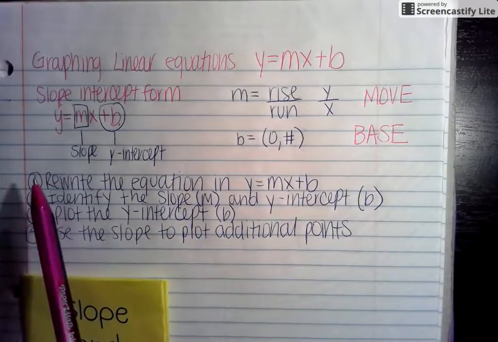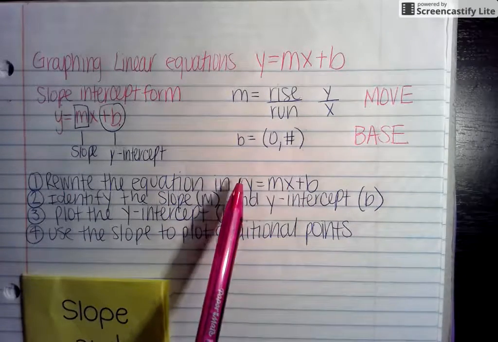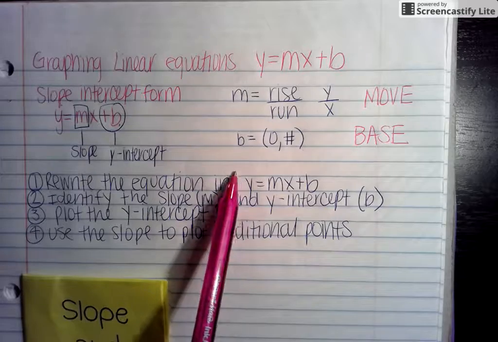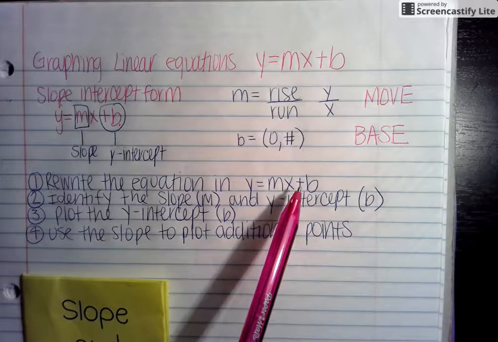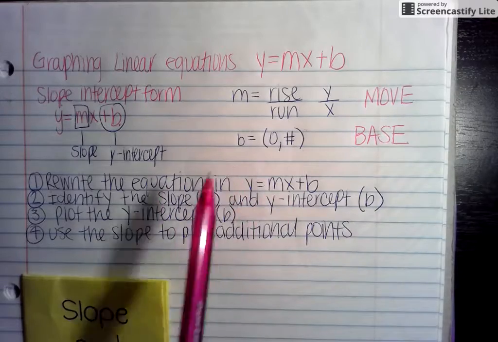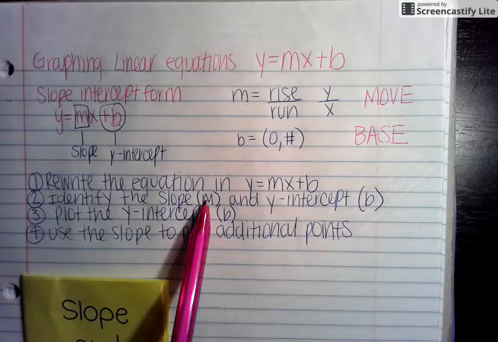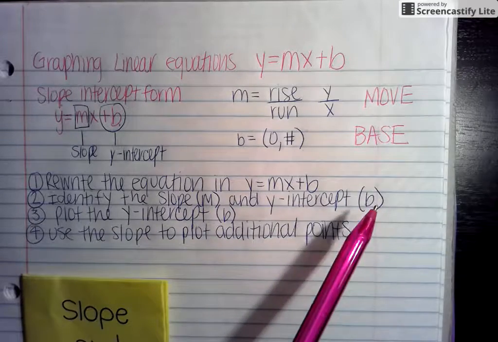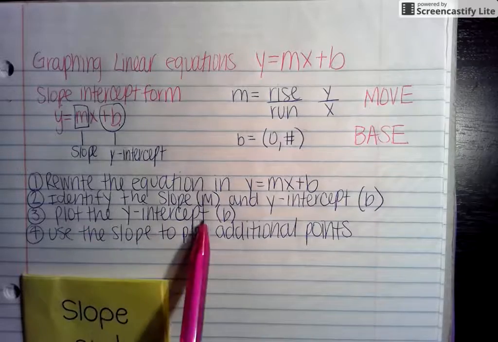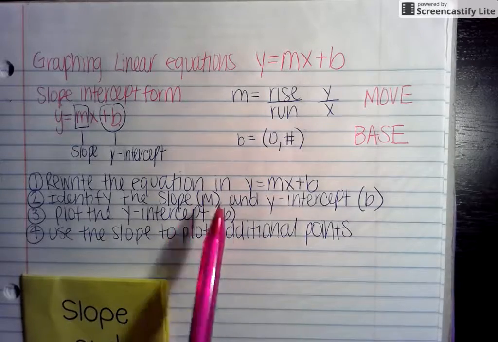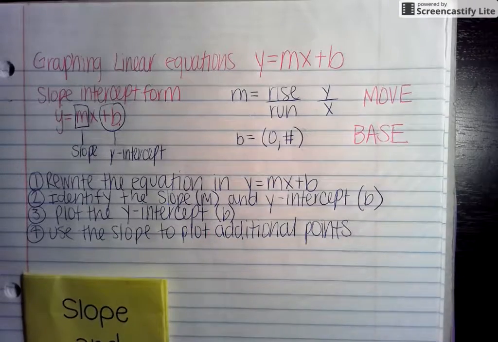So the 4 steps that you have to remember: first, rewrite the equation in y equals mx plus b. So if it does not have y by itself and it's not written in y equals mx plus b, you have to change it so that you can get y by itself. Your second step is to identify the slope, which is your m, and identify the y-intercept, which is your b. Your third step is to plot the y-intercept, which is your b value. And then you want to use the slope to plot additional points.